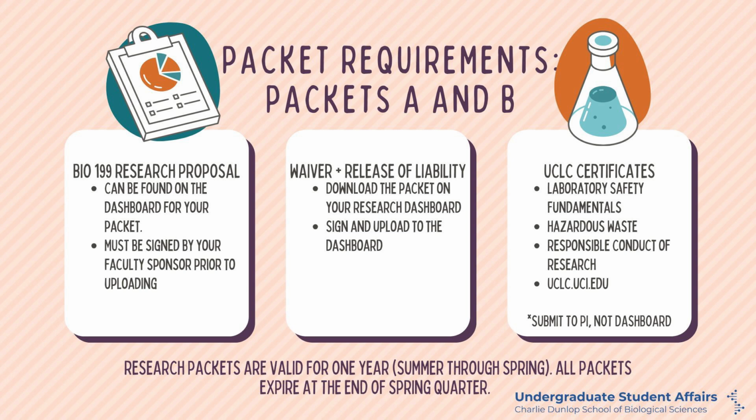For Packet A, you can just submit these items on your research dashboard. However, Packet B has some additional requirements, although these will be submitted via Qualtrics survey rather than on the undergraduate research dashboard. Once the required items on the undergraduate research dashboard are submitted, you should receive a link to a Qualtrics survey from UCI School of Medicine, where the remaining items for your packet will be submitted. These elements will be discussed later on in the video.